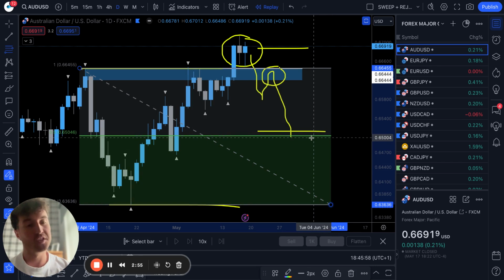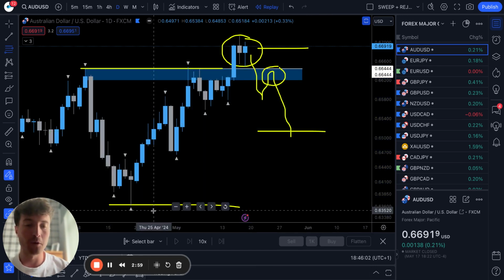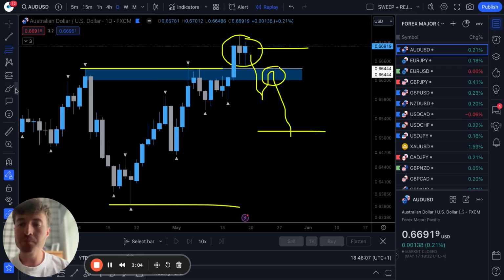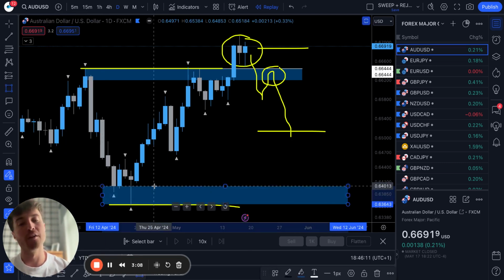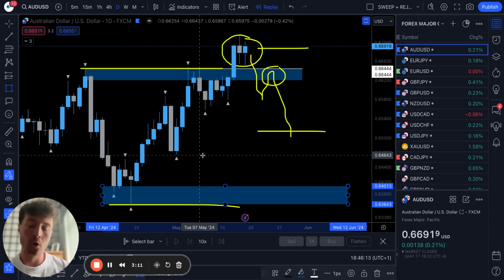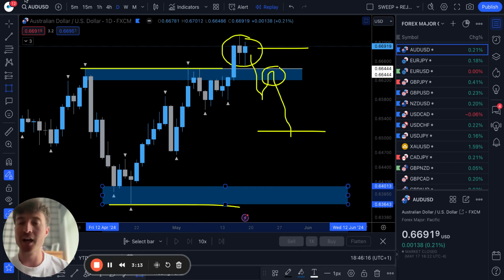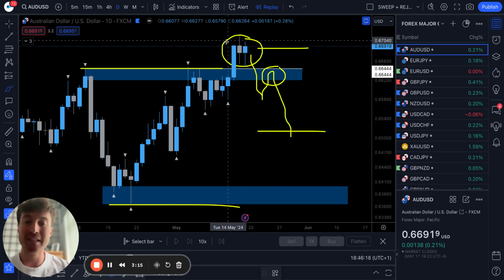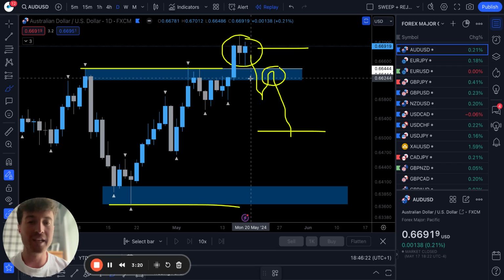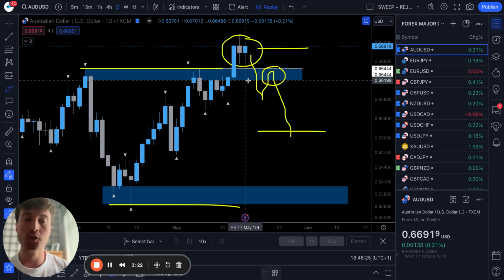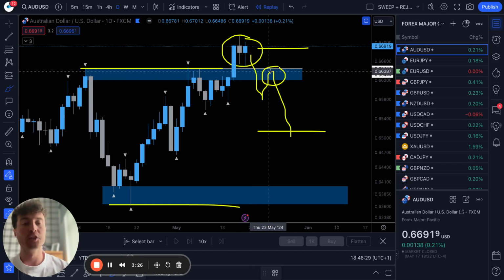0.65, which is a psychological level. And then you've got further targets down to the weekly lows there, down at about 0.63600. So essentially, you've got major weekly targets, which would be down at these levels down here. Okay, so just trade what you're seeing, guys. At the moment, we're seeing a potential deviation. However, this will not be confirmed until we see daily closes below 0.66200. That's on AUD USD.